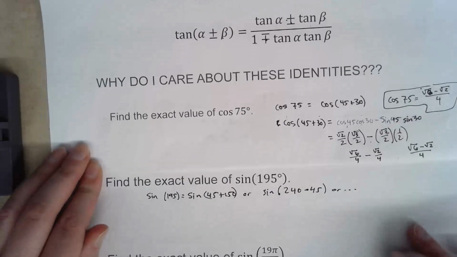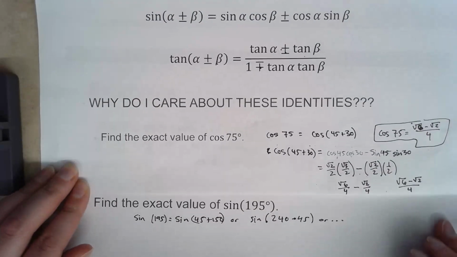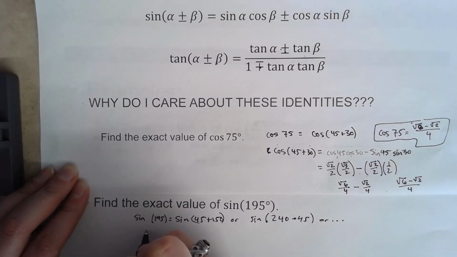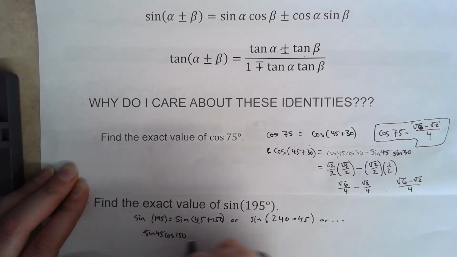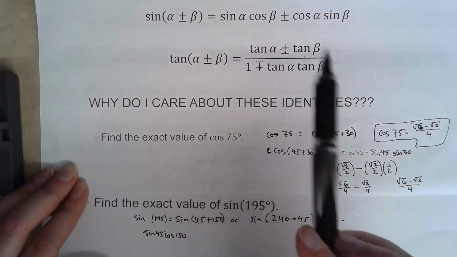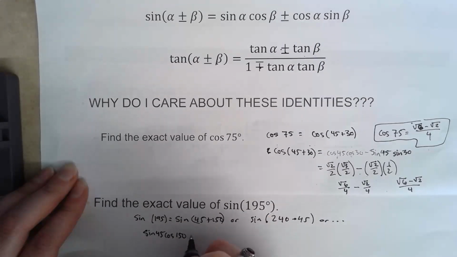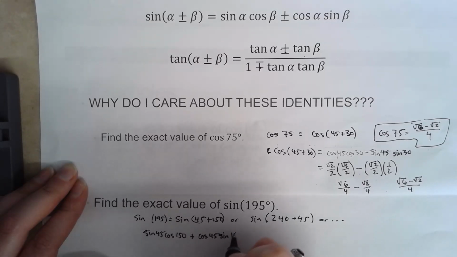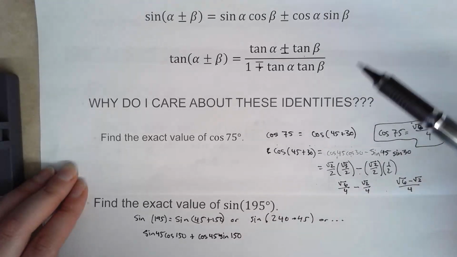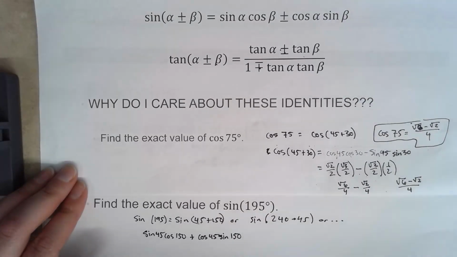Okay, so I'm going to use sine. So I have sine of 45 cosine of 150 plus, and this is telling me it's going to be the same, so plus, and then I have cosine of 45 sine of 150. Okay, using my identity to write that out.